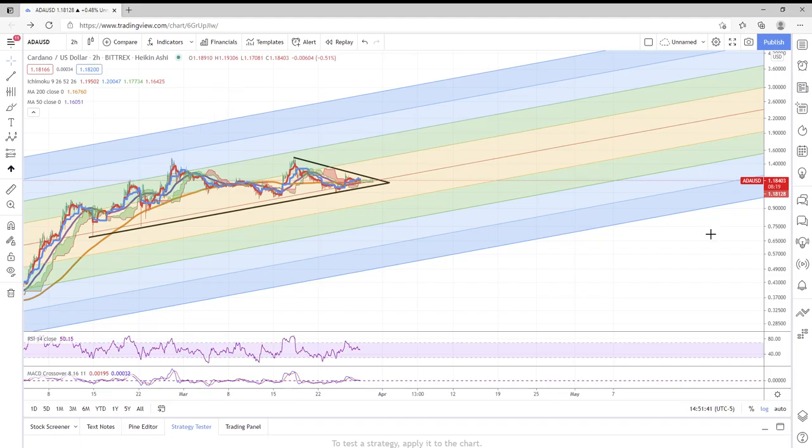Okay, welcome folks. We are looking at a 2-hour chart of ADA Cardano. Today is March 28th, 2021, about 2:50 p.m. Central Time. Let's go over what we are looking at.